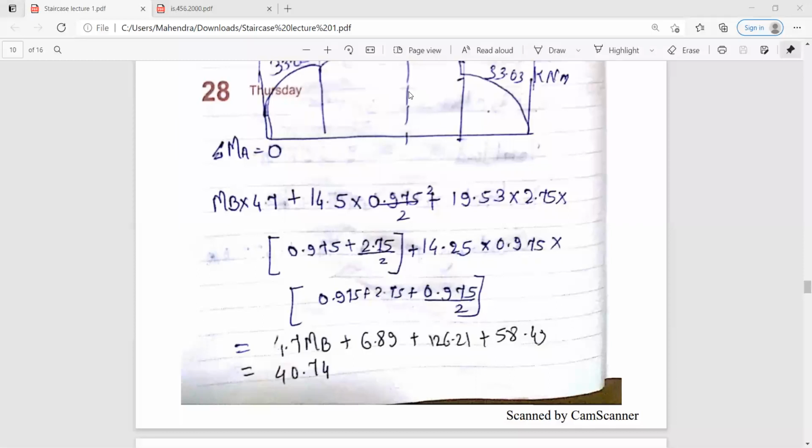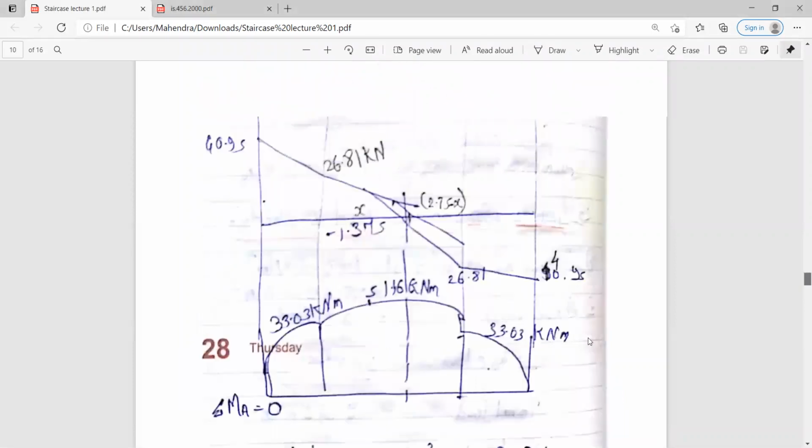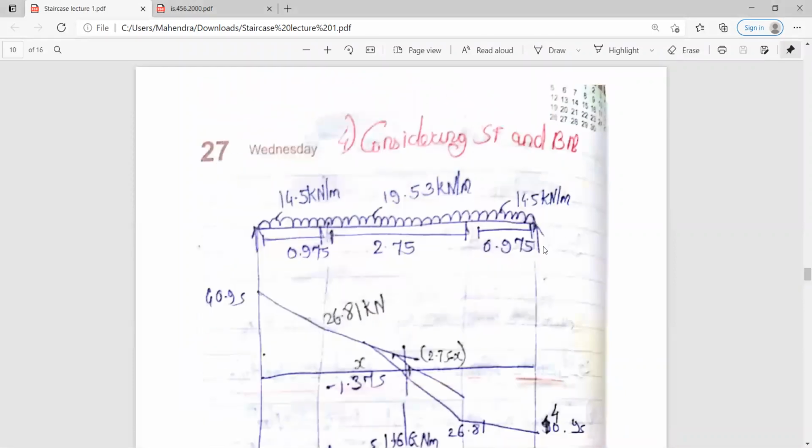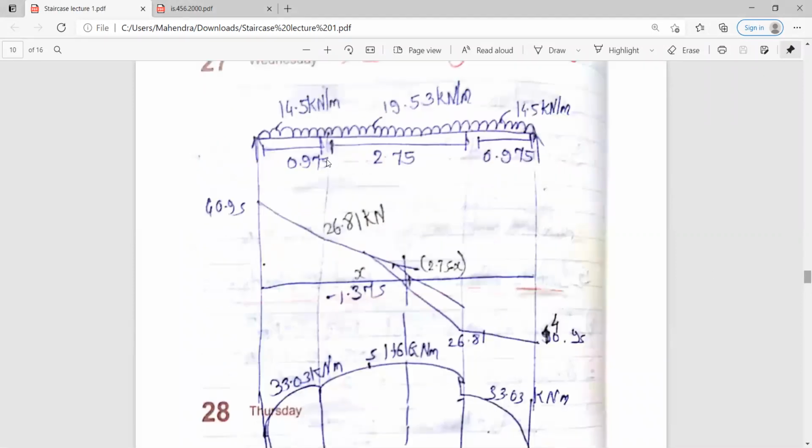Yes, ma'am. Okay. So as the beam is symmetrical, the RA will be also same and RB will be also same, as well as here also RC and RD will be same. So this is your shear force diagram for this particular beam. So see, RC and RD, are you getting 26.81 or not?